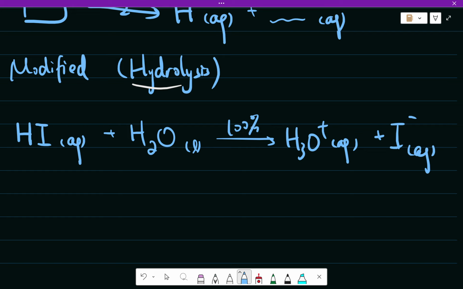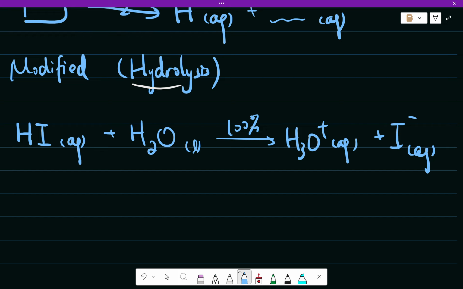And if we look at this, it will tell us that this hydroiodic acid is actually a strong acid. And the definition of a strong acid is that when a strong acid ionizes or dissolves in water, all of its compounds will be ionized into hydronium and the respective conjugate base.